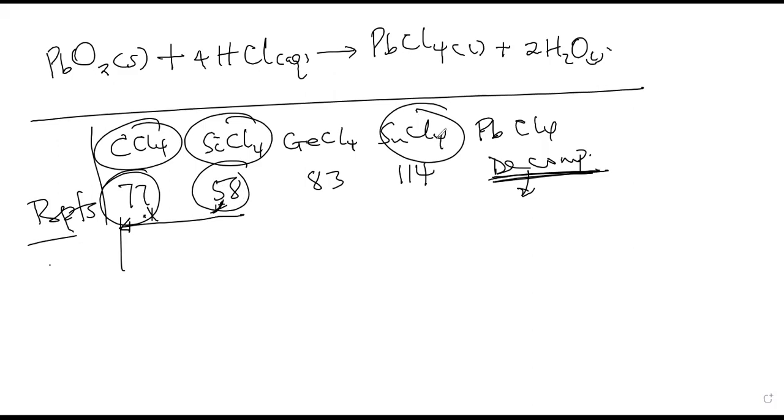But when you look at lead 4 chloride, it is generally unstable. It is unstable to an extent that it decomposes at room temperature to form a more stable lead 2 chloride and chlorine.